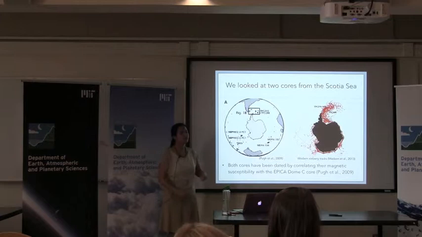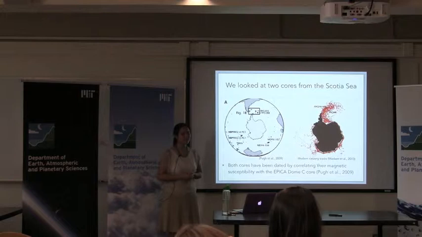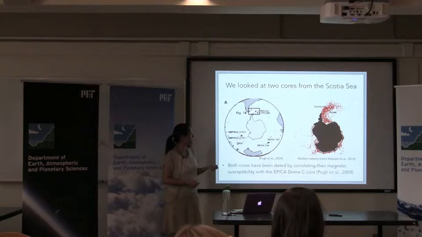To give a little more context on the core locations, I've given you a map on the right of modern iceberg tracks. These are tracks between 1999 and 2010. As you can see, at least judging by modern iceberg tracks, the two locations get a lot of iceberg traffic. That's good because more ice generally means more IRD. These are the cores that we're looking at to answer the two questions that we posed.